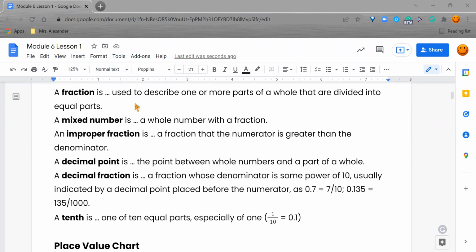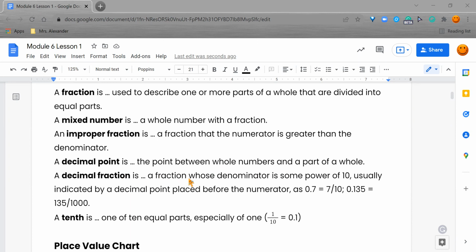We have a fraction. Yes, it's used to describe one or more parts of a whole that are divided into equal parts. We have a mixed number. Yes, you guys, it's a whole number with a fraction. An improper fraction. Yes, a fraction where the numerator is greater than the denominator. A decimal point. Yeah, that's between the whole numbers and a part of a whole.